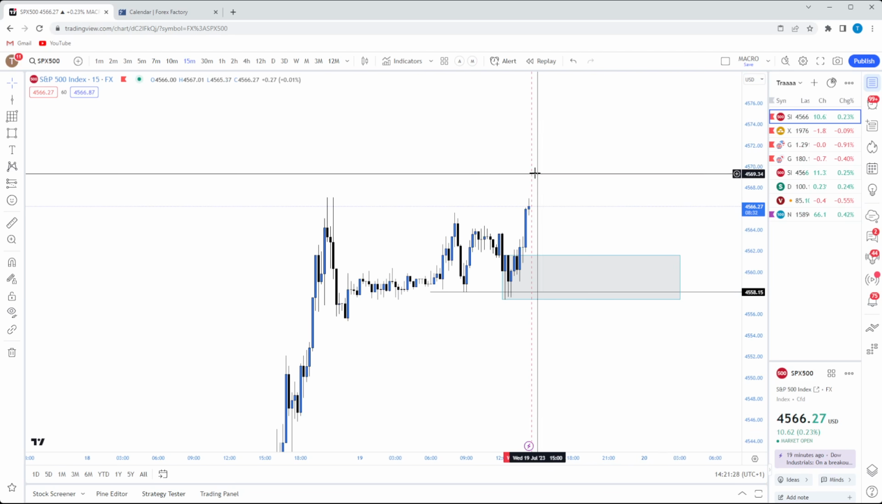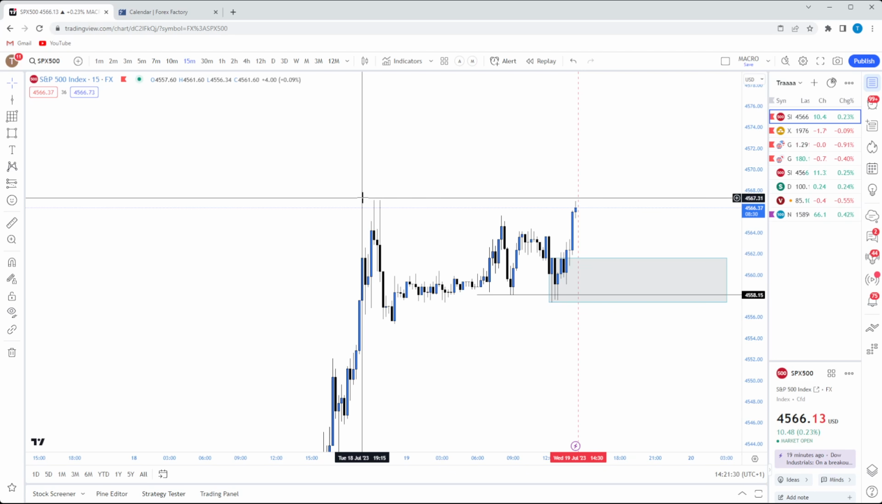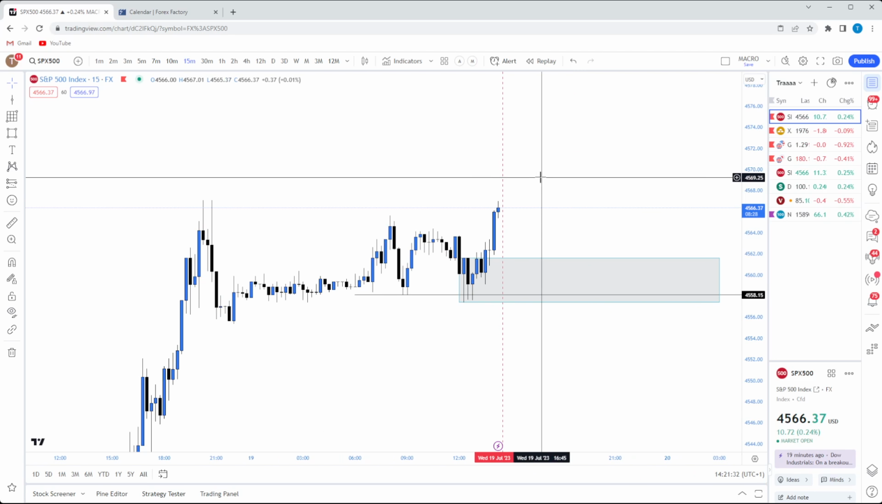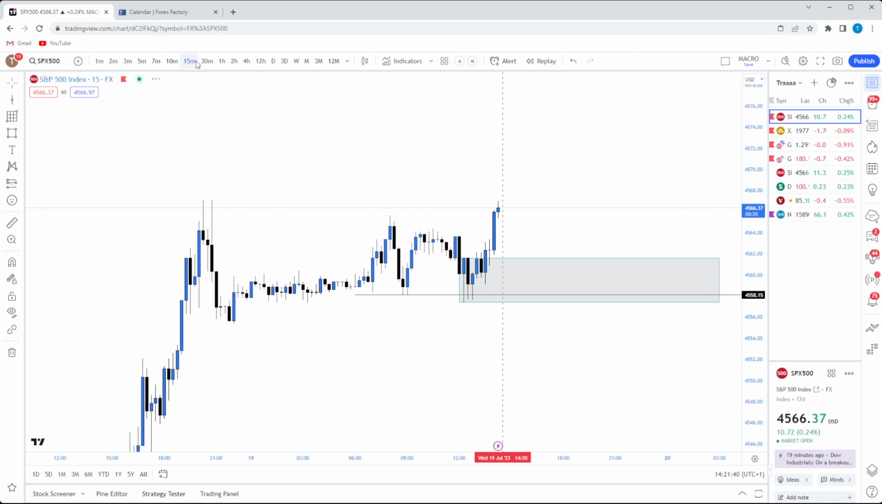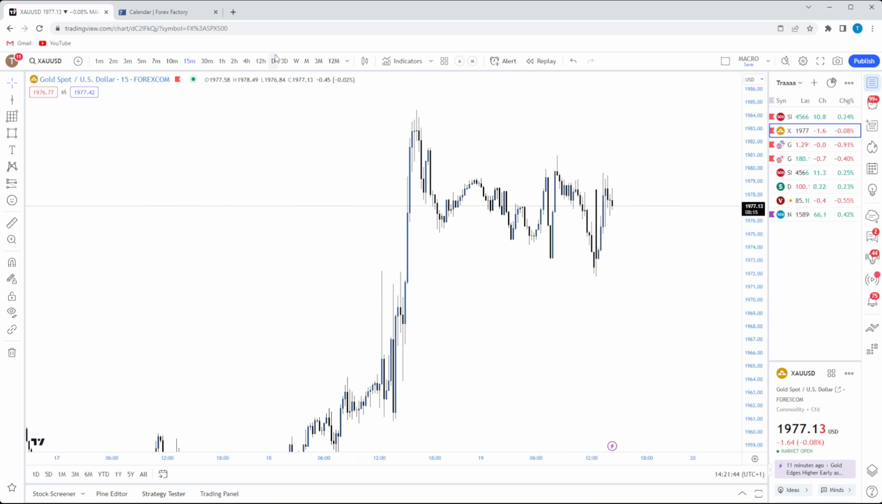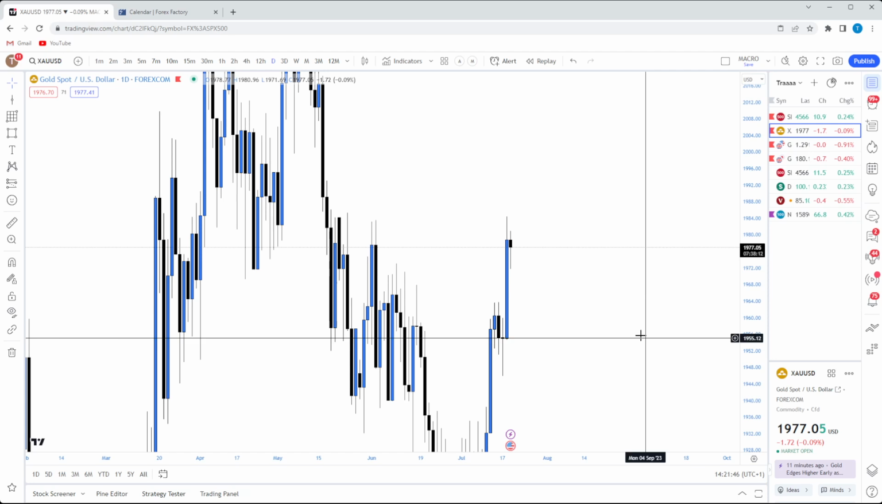All right, so for now, we're just bullish on this. We broke structure to the upside on the 15. We're bullish on the 1 hour, on the 4 hour, on 15. Everything's saying bullish on the S&P. So we'll look for buys on the S&P, and we'll see if it gives us anything.